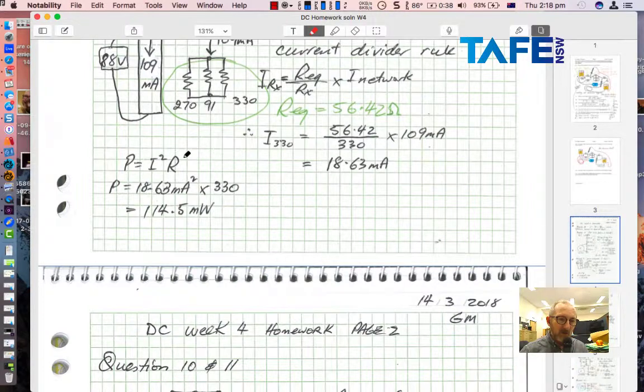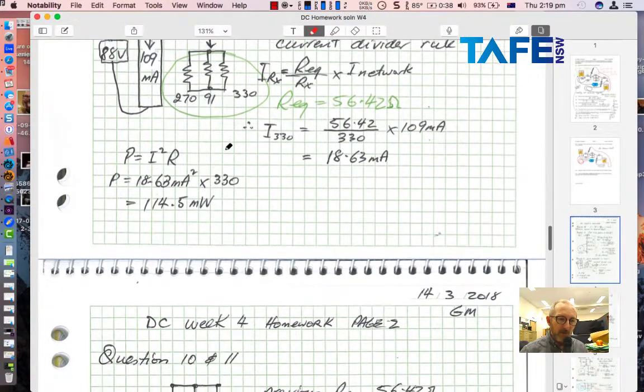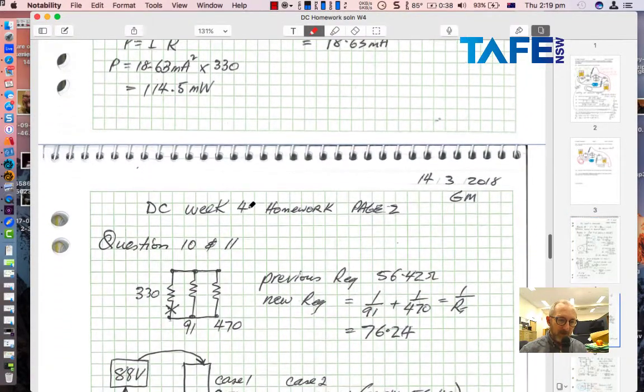Now, we've got to take that to a power. Again, here we could use P equals V squared on R, P equals I squared times R, or P equals V times I. But I'll use P equals I squared times R, because we already had the current. So it's 18.63 milliamps squared times just that resistor, 330 ohms, to get 114.5 milliwatts.